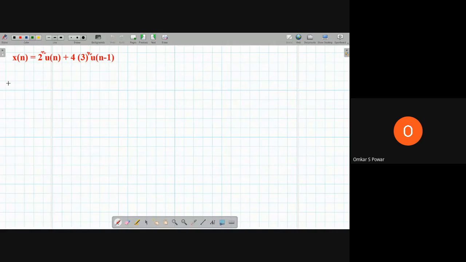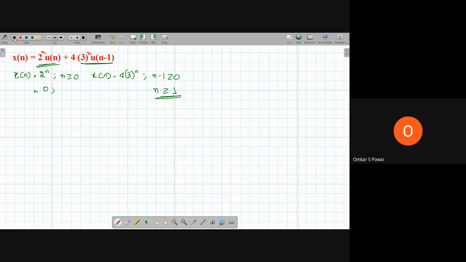Now, given the problem, x of n is equal to 2 to the power of n u of n plus 4 into 3 to the power of n u of n minus 1. So how can we solve this? First we will write the mathematical expression. x of n is equal to 2 to the power of n for n greater than or equal to 0, otherwise it is equal to 0. Similarly for this expression, x of n is equal to 4 times 3 to the power of n for n minus 1 greater than or equal to 0. I will take minus 1 to that side, so n is greater than or equal to 1.